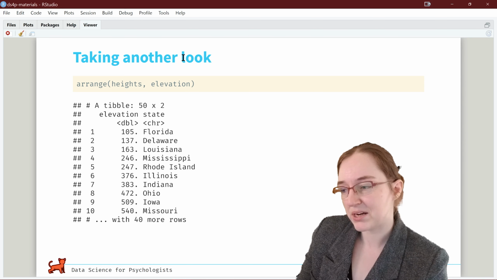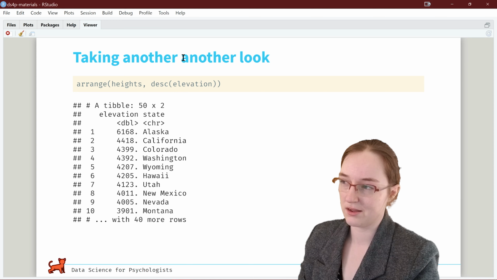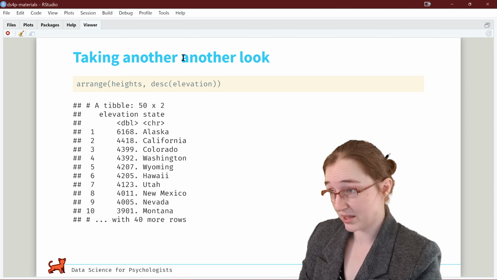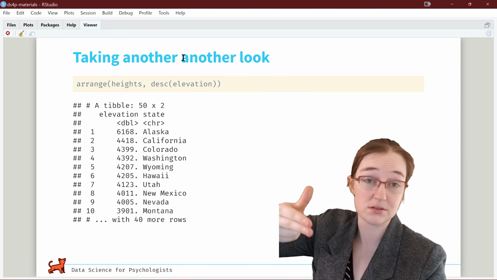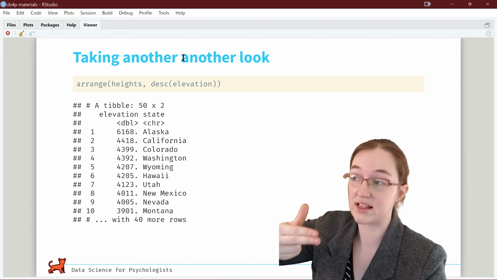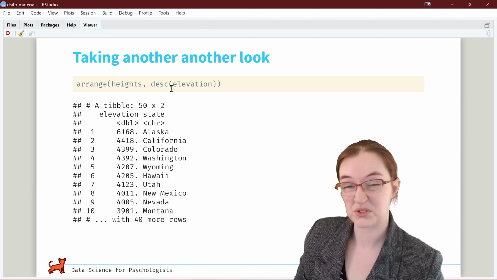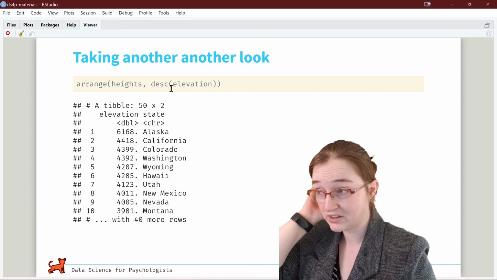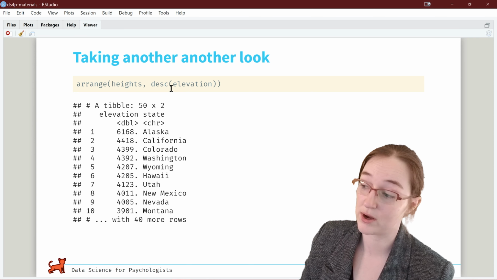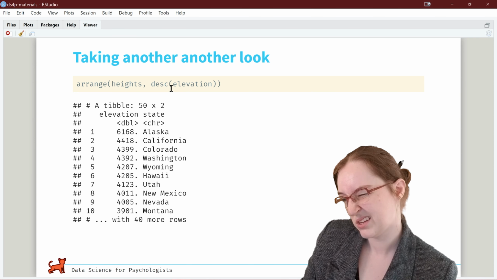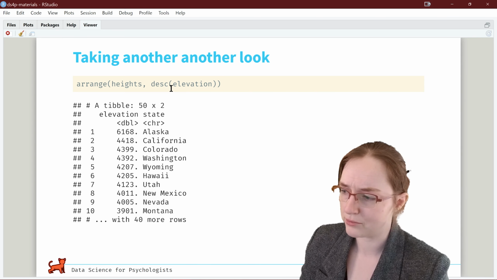It's okay. But we're kind of looking at low elevations. So, let's look at it from the other way. What we can do here is arrange our data by heights and sort the elevation descending instead of the default, which is ascending, as you can see here. So it's like a function within a function. Now we can see that Alaska's on top. Got California, Colorado, Washington, Wyoming, and then Hawaii, which I guess is technically because it's a mountain, volcano, whatnot.